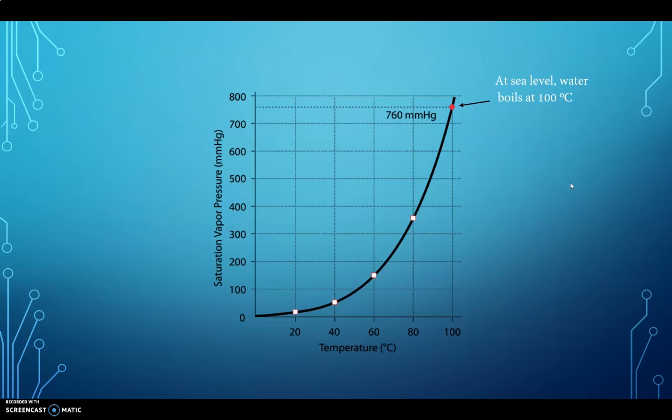Now, what if we went up to Lake Tahoe? If you get up to Lake Tahoe, the atmospheric pressure is going to be less. It's only going to be about 80% of what it is in Stockton, which means it's going to take less energy to boil the water. If we look at the graph, when we get up to about 93 degrees Celsius, we reach a vapor pressure of 600 millimeters of mercury, and that's about what the pressure is in Tahoe. So water in Lake Tahoe will boil at about 93 degrees Celsius.